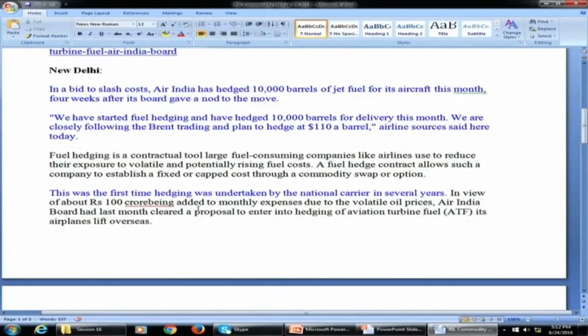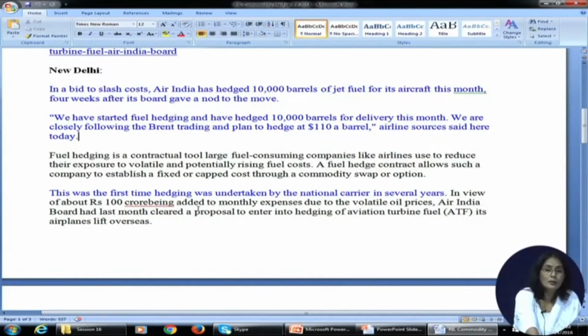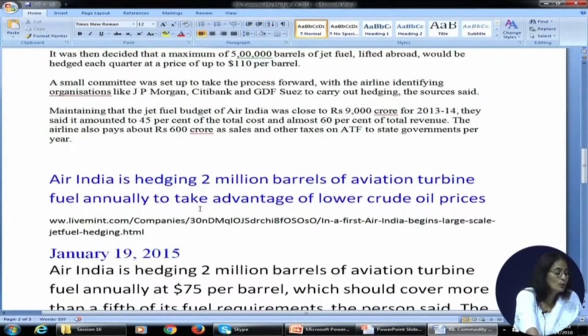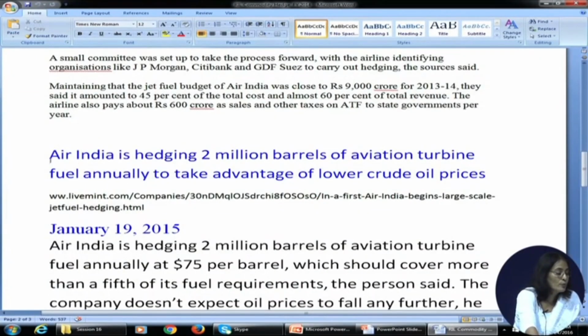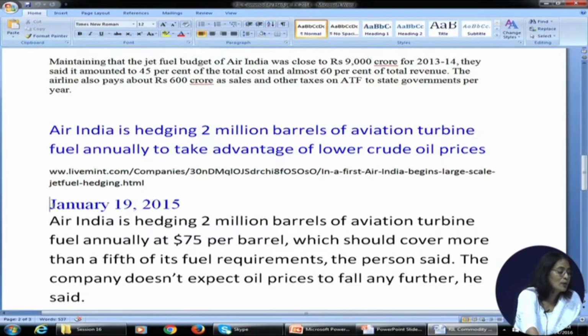Personally, I feel that it is a very commendable effort on the part of Air India to have a stated policy of risk management and to formulate a committee which will look into it. They have gone ahead, and subsequent reports from a web search say that Air India is hedging 2 million barrels of aviation turbine fuel annually to take advantage of the lower crude oil price. This particular report was published on January 19, 2015.